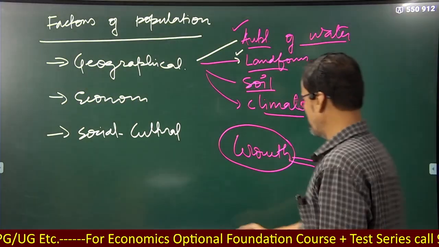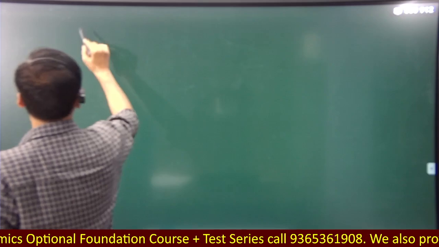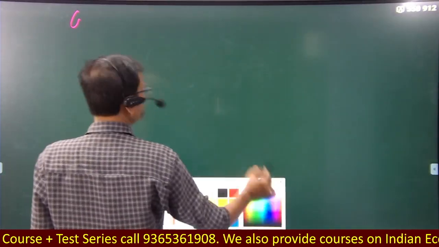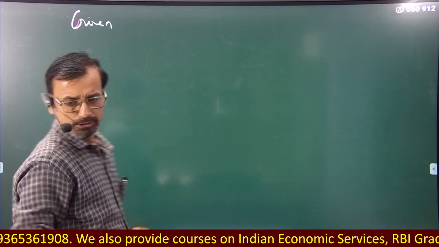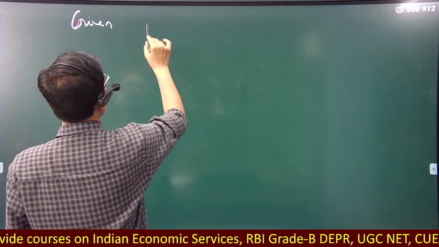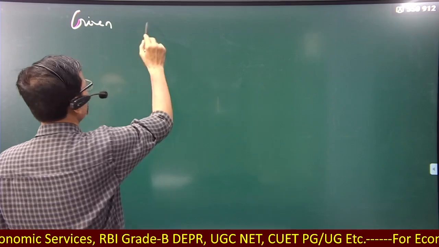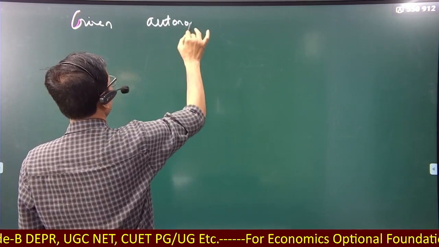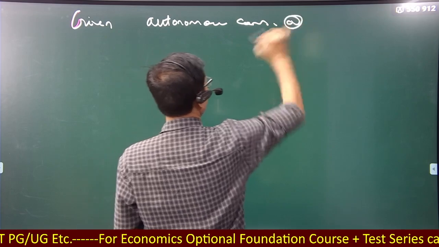So what is the problem? Given here, we have to find out autonomous consumption expenditures. So what is the autonomous consumption? Autonomous consumption expenditure, that is A.